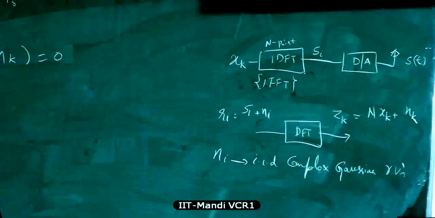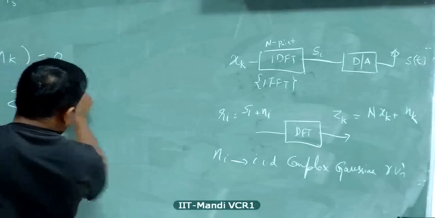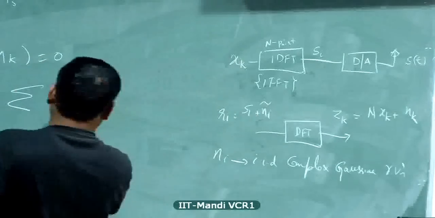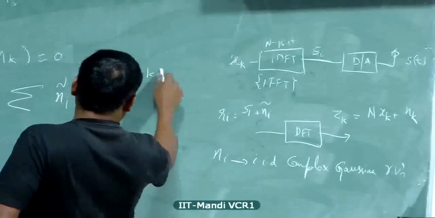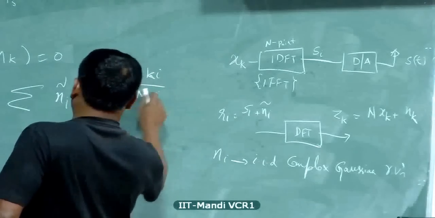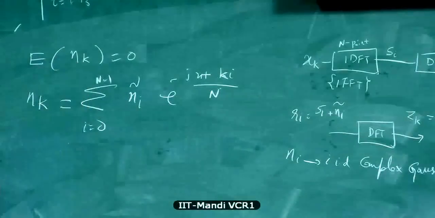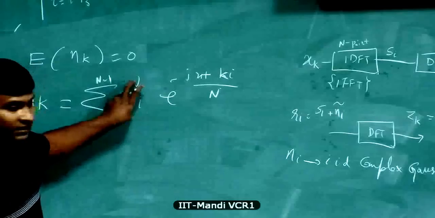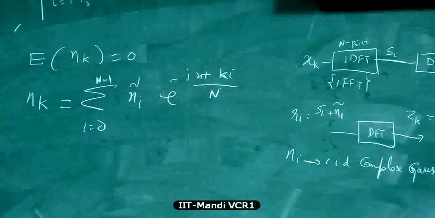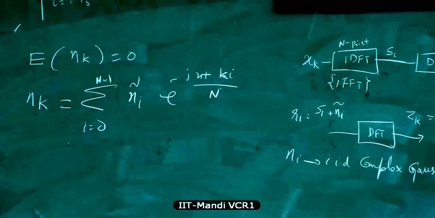By the way, how do you define N of K? Let's define it once again. N of K, we'll write it as, well, there is a tilde here, the sum of N tilde of I times e raised to minus j 2 pi k I by N, for I equal to 0 to N minus 1. This is N of K. And if you take the expected value of N of K, you can move the expectation inside, and this is zero mean, so the expected value of N of K is 0.